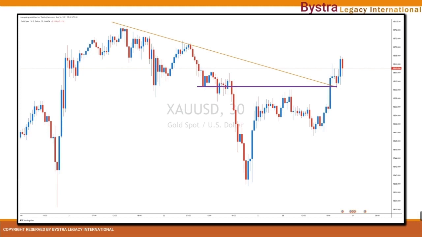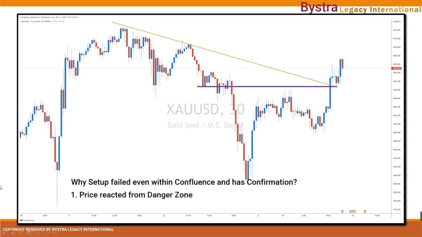Remember guys, when the price reacts from a danger zone, there is a reason why it is named a danger zone. Once it has reacted from a danger zone, any setup that you have, any perfection within the confluence, any confirmation, will become very high risk. So here I'm going to mark it one more time. Why did the setup fail even with confluence and confirmation? Because price reacted from a danger zone, and it is also a very late retest.